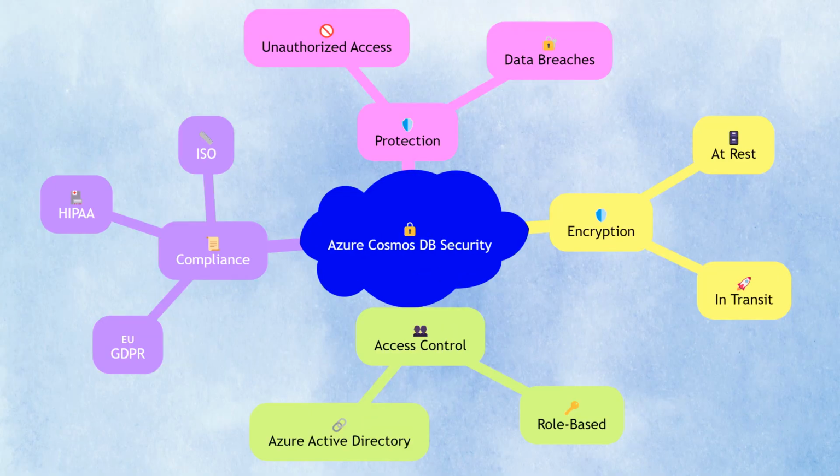Azure Cosmos DB is designed with security and compliance in mind. It offers features such as encryption at rest and in transit, role-based access control, and integration with Azure Active Directory. These security measures ensure that your data is protected against unauthorized access and breaches. Additionally, Azure Cosmos DB complies with various industry standards and regulations, including GDPR, HIPAA, and ISO, making it suitable for applications that handle sensitive data.